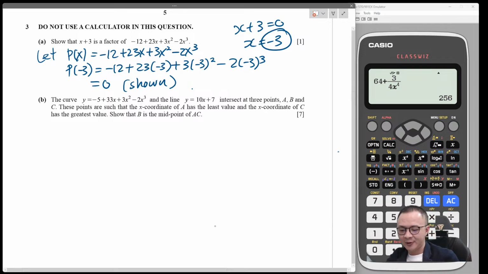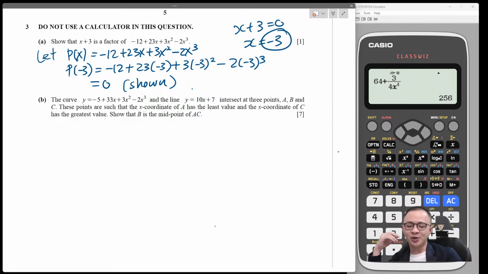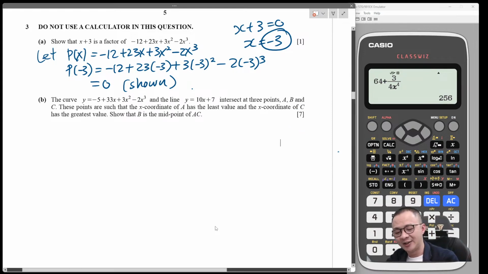Okay, so the curve and the line intersect at points A, B, C. These points are such that the x coordinate of A has the least value and the x coordinate of C has the greatest value. So you can see A has the smallest x value, then the median, and then C is the largest x value, because later you will have 3 different x coordinates. So this helps you identify which one is A, B, and C. And show that B is the midpoint of AC. Wow, 7 marks. Yeah. Let's sub into each other.